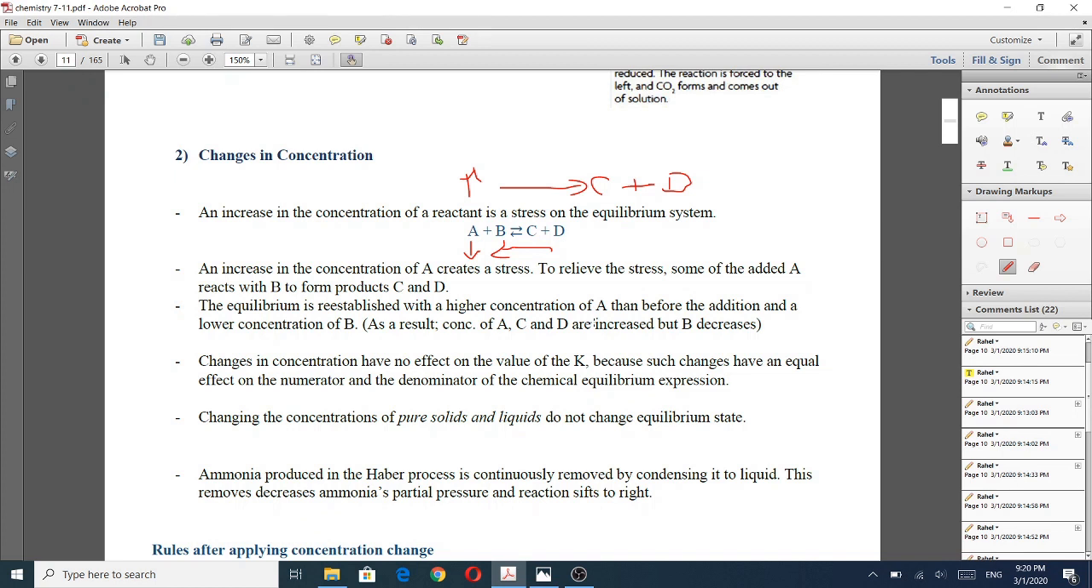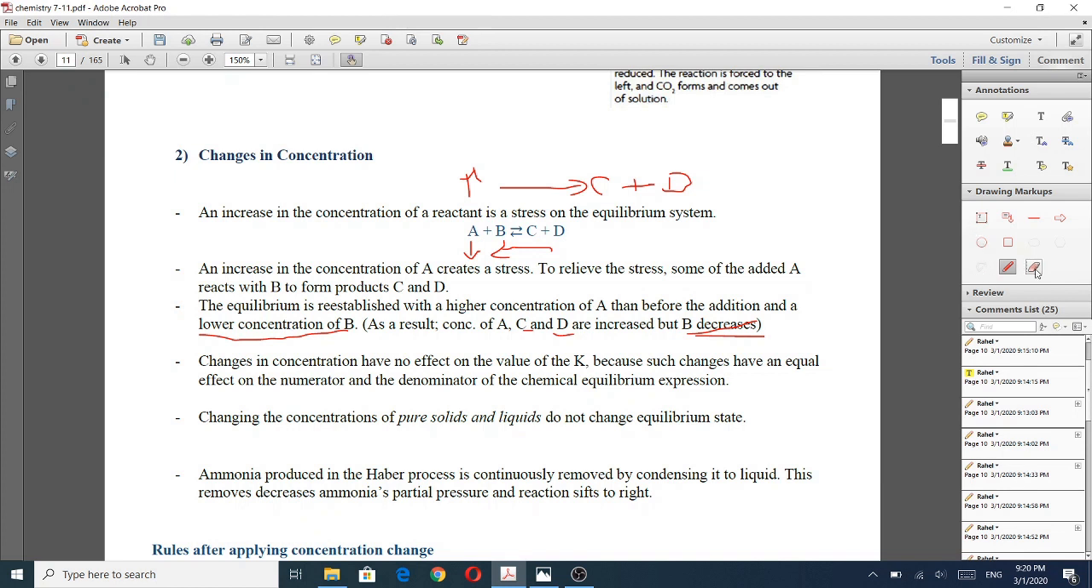and some of that A is passed towards the product. So some of it is left. But the concentration of B would decrease. As a result, the concentration of C and D are also increased. The only thing that is decreased is B.